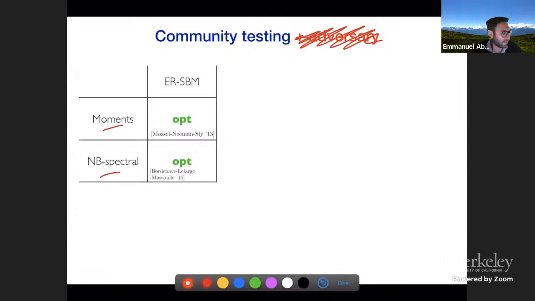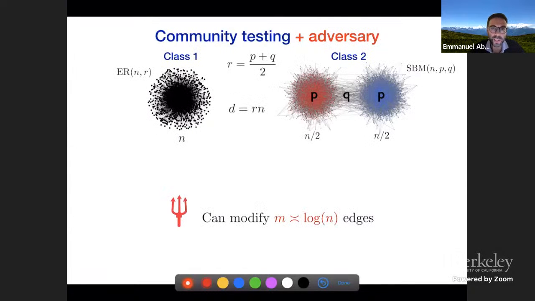Now I'm just going to add something to make the problem more interesting: we add an adversary. And the adversary can do the following. You can take your graph before I draw from either class 1 or class 2. The adversary comes, it can modify order log n edges in the graph, and then it shows this modification to you, and then you have to decide where the graph comes from.